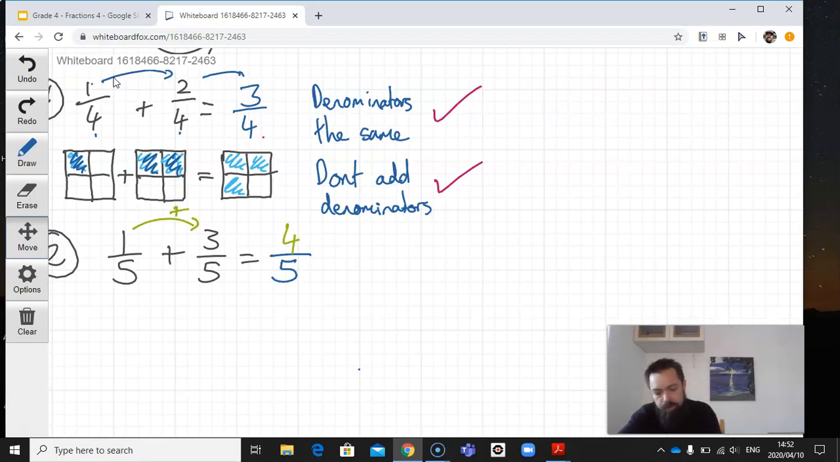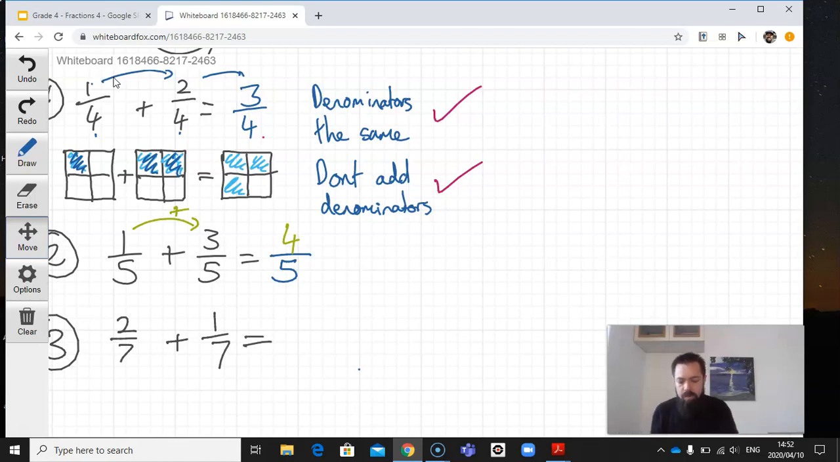I'll put it down there. I'll give you a head start, and a few minutes in, I will then go through it with you. This is the one I'd like you to try on your own. Give it a go. So remember to check your rules. First of all, are the denominators the same? Secondly, when you've done that, don't add the denominators.